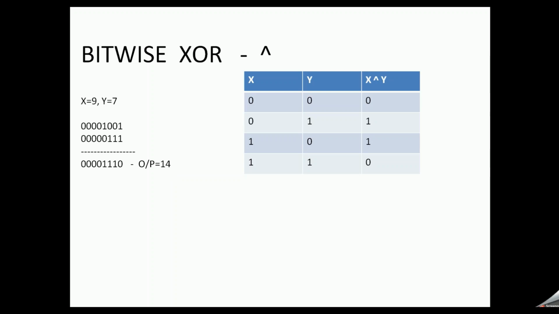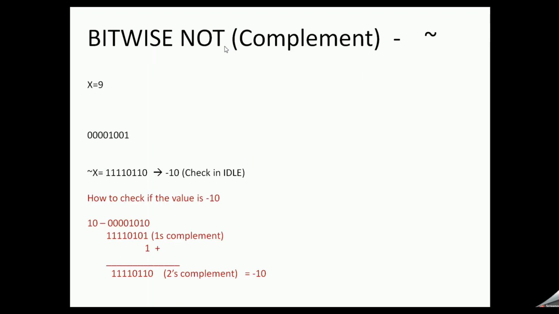Now let's move on to the complement. In the bitwise complement, it's a unary operator. We perform complement on a single operand. So when we have x equal to 9, the binary representation of 9 would be 0, 0, 0, 0, 1, 0, 0, 1. So complement of this x is nothing but converting the ones into zeros and zeros into 1. So it becomes 1, 1, 1, 1, 0, 1, 1, 0.